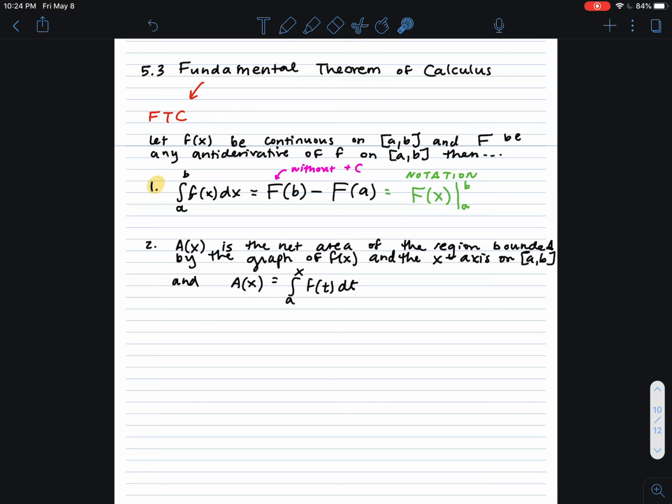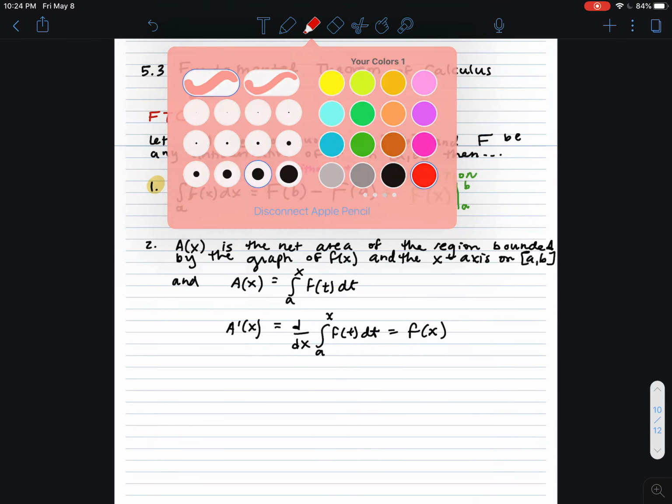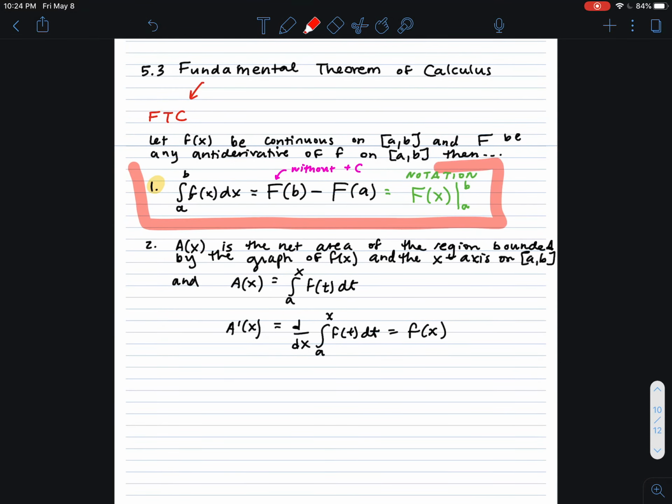Again, this isn't quite as important in this class, but it might be for those of you who move on to Calculus 2. And then you can take the derivative of that area function, the integral from a to x of f of t dt, and it's going to equal f of x. Again, this first portion is the most important part, so make sure you have that. The second part is more just showing you guys it.